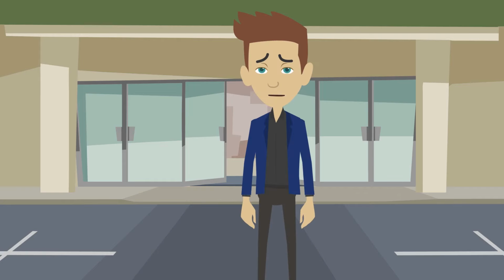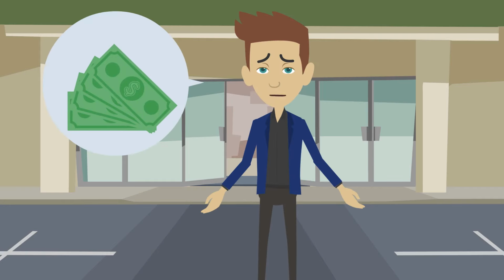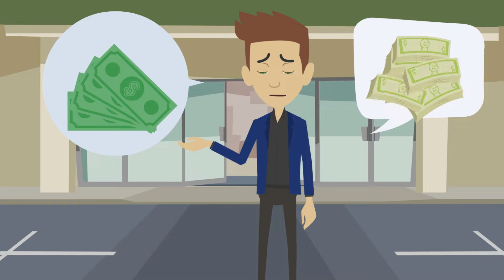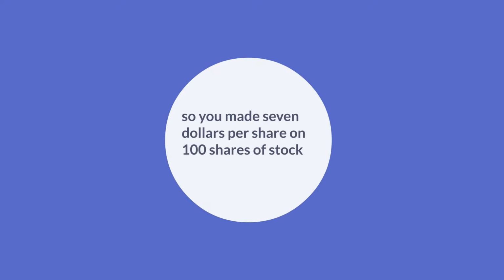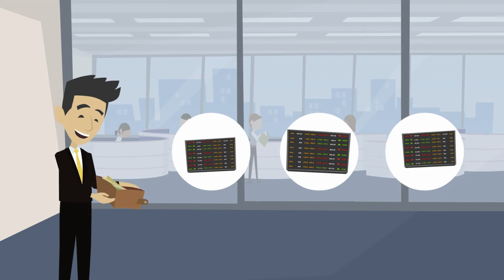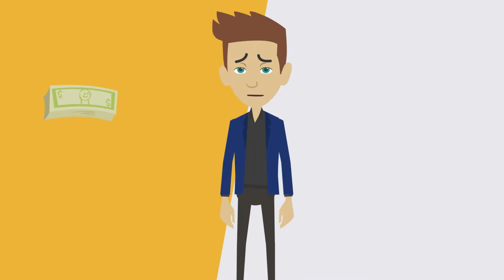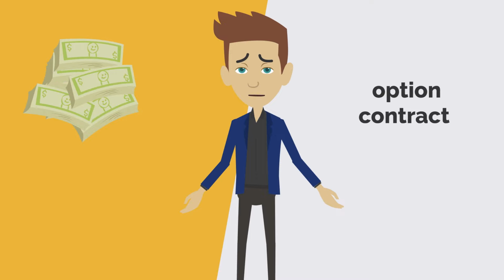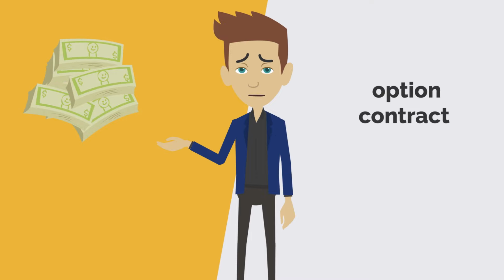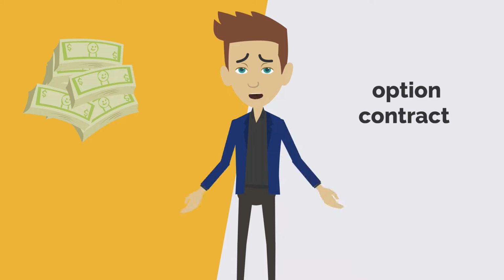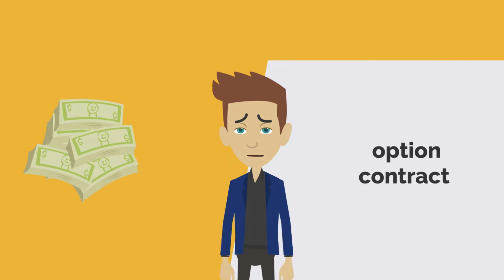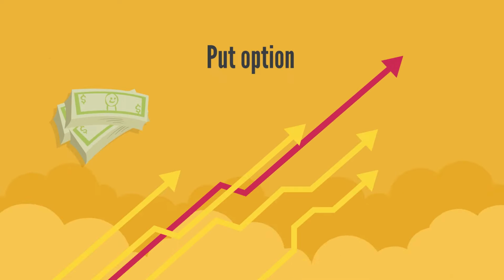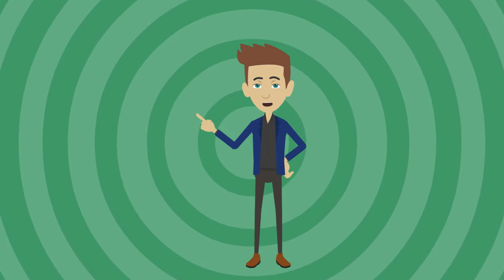The stock price then goes from $135 per share up to $142 per share, so you made $7 per share on 100 shares of stock. That totals to a profit of $700. However, remember you also paid $600 for an option contract that now has no value to you. So your net profit is only $100. If you buy a put option and the stock price goes up, you lose money. Now let's look at another scenario.